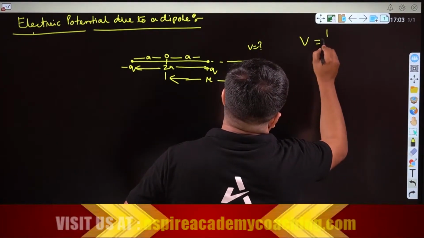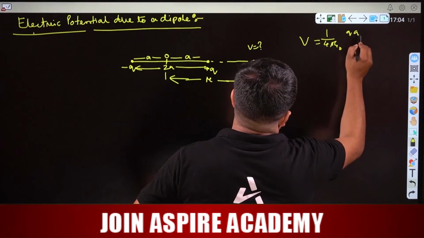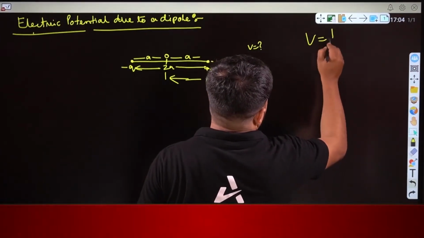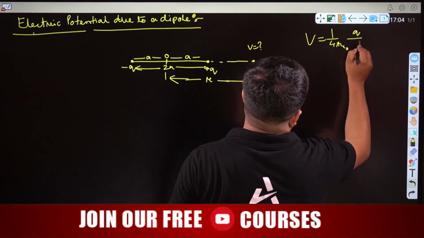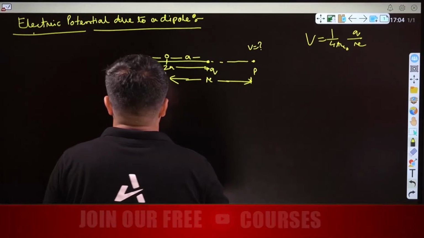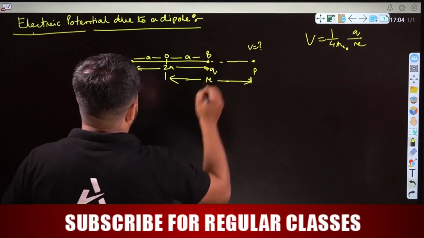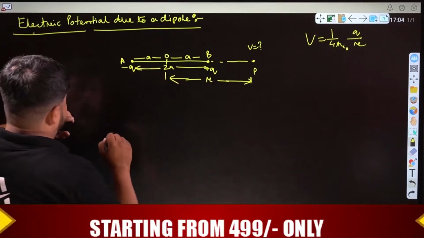We have already got a formula: V is equal to electric potential, 1 by 4 pi epsilon naught q by r. Now suppose here is a point, this is called B point, and this is the P point. Now, there are two types of electric potential.